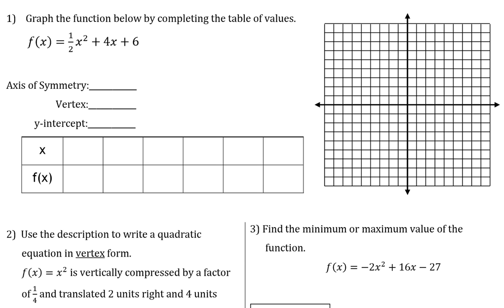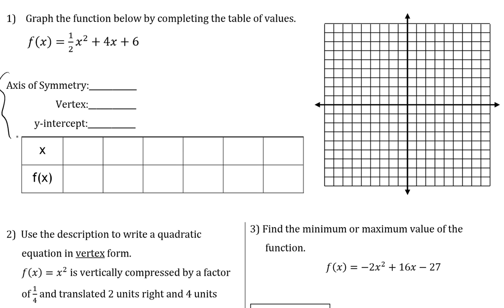First question is kind of strange. It's asking you to graph a function by completing a table of values. Nothing here is suggesting what values of x you should look at, so it is kind of nice that I suggest you consider the following items before generating your table. That is, first of all, what is the axis of symmetry? What's the vertex and what's the y-intercept?